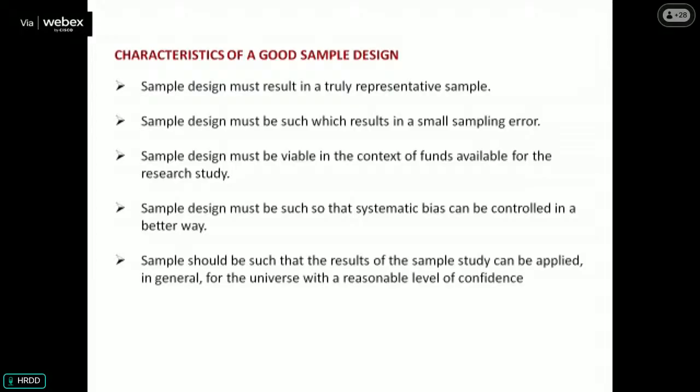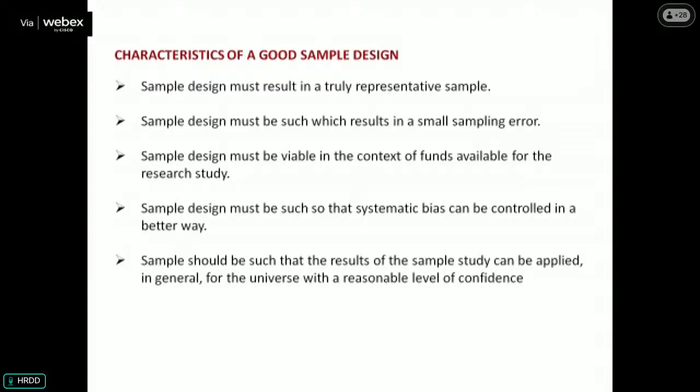What those characteristics are: sample design must result in a true representative sample. So we will select only 5 samples, but it can be correlated with the universe, meaning the whole population. Second, sample design must be such that it results in small sampling error. The error should be minimum.